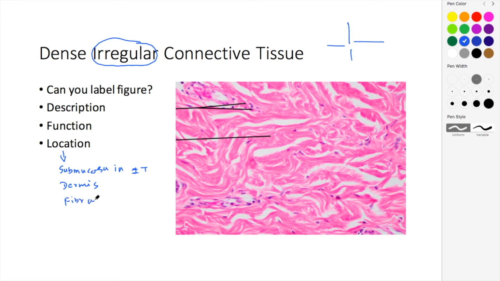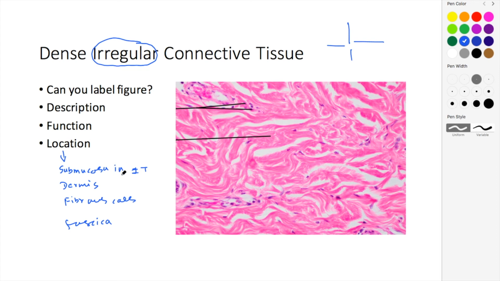You can find it in fibrous capsules, right? And you can find it in a fascicle. Okay, so these are the locations where you can find dense irregular connective tissue. What I want you to know here is, when you see this diagram, you have to figure out this is irregular because these are running in all directions. The small patches are fibroblasts, and these are found in submucosa, in the intestinal tract, and dermis.